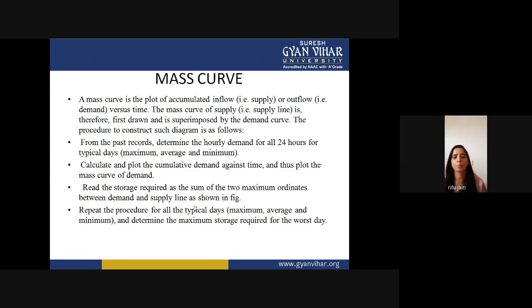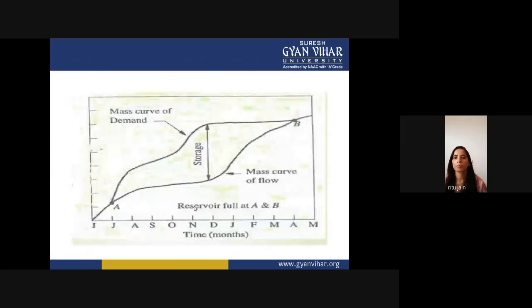Then calculate and plot the cumulative demand against time, and thus plot the mass curve of demand. Now read the storage requirement as the sum of the two maximum ordinates between demand and supply. Then repeat the procedure for all the typical days, maximum, average, and minimum, and determine the maximum storage required for the worst day. So this is your mass curve.